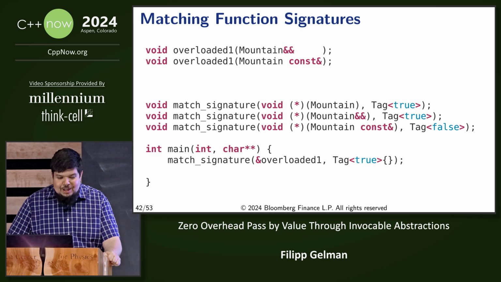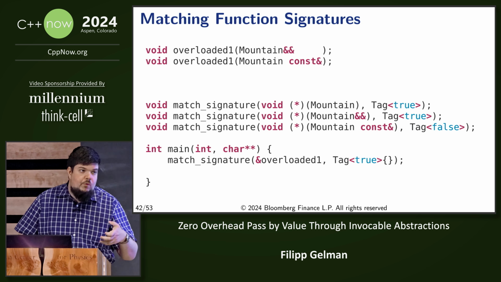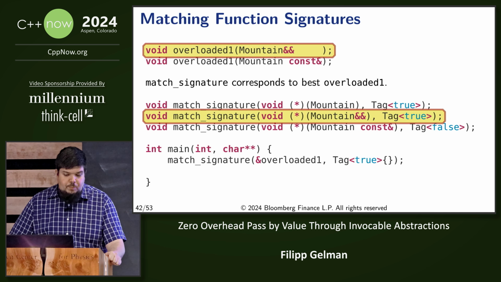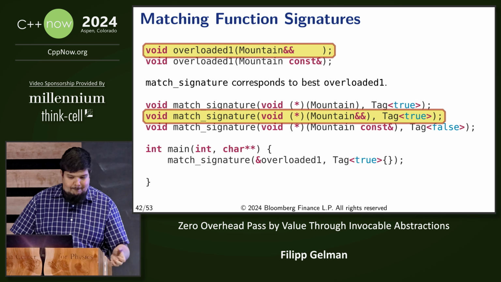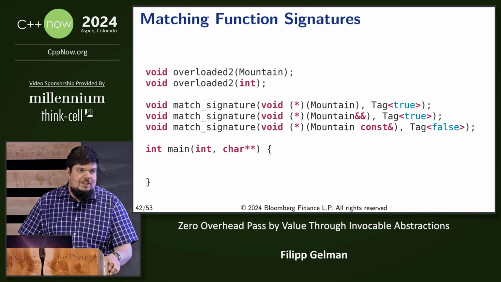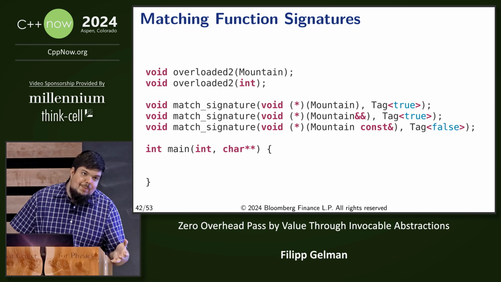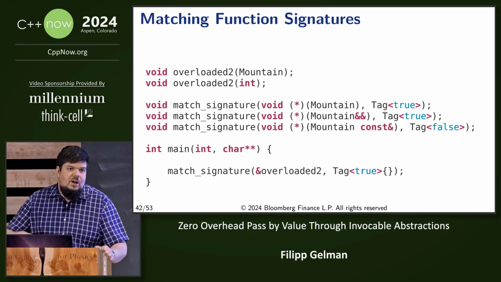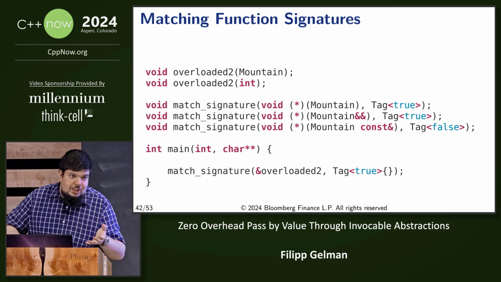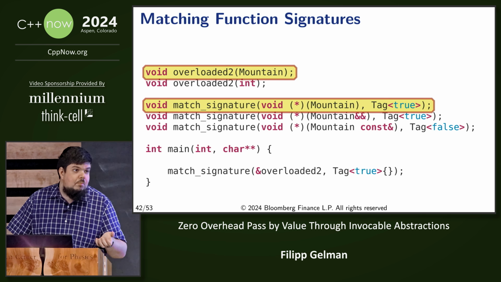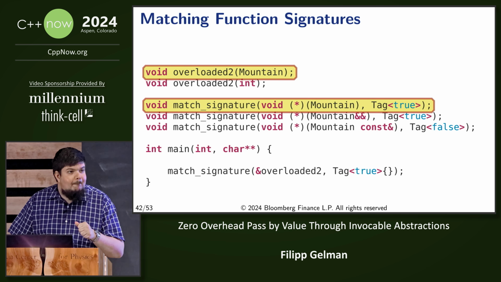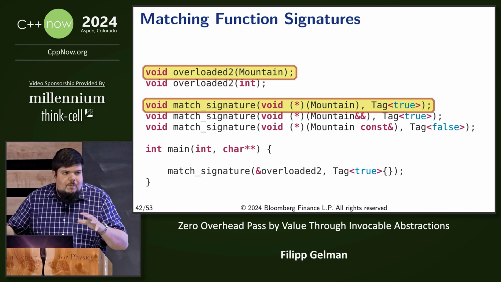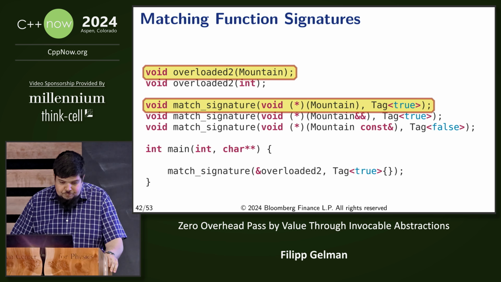So now if I call match signature with the address of overload of one and a true tag, it's going to pick that overload because that's the best match. And if I have a different overload set where one is viable and one isn't, and I call match signature with a true tag, well, the tag will go from derived to base and it'll pick the only match, like that. So we're going to use this trick to sort of pick the right pointer.